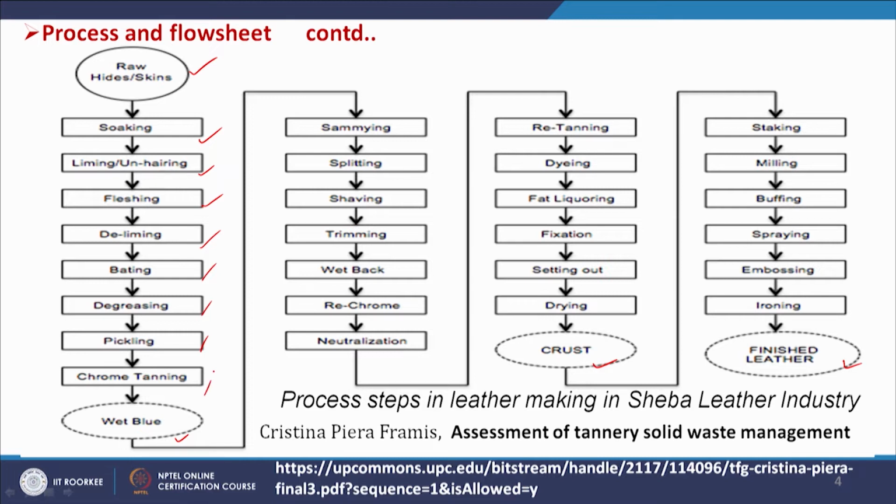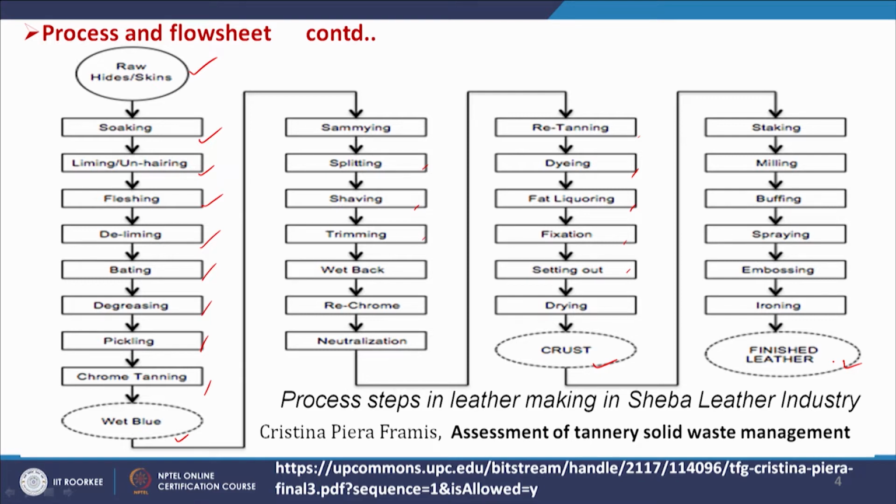After chrome tanning we get the wet blue, and then further samming, splitting, shaving, trimming, wet back and re-chrome, and then utilization, again retanning, dyeing, fat liquoring, fixation, setting out, drying and then crust, and then further staking, milling, buffing, spraying, embossing, hardening, and finally we get the finished leather.